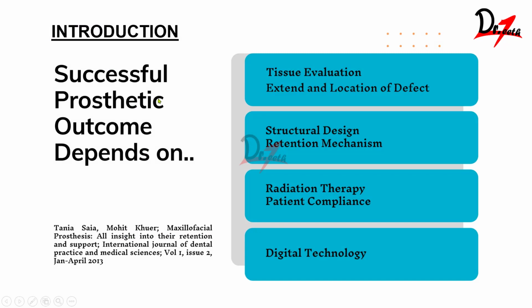Now, a successful prosthetic outcome depends upon many factors. Some of these are tissue evaluation, the extent and the location of defect, the structural design, the retention mechanism that we are using, whether the patient is undergoing radiation therapy or not. You must be knowing that in case the patient is undergoing radiation therapy, in those cases, implants are usually contraindicated. Then, patient compliance, if the patient is following your instructions to maintain the hygiene of his appliance. That also determines how successful our prosthesis will be. And now, with the advent of digital technology, a lot of these procedures have been simplified, have been made accurate, thus improving the success rate.